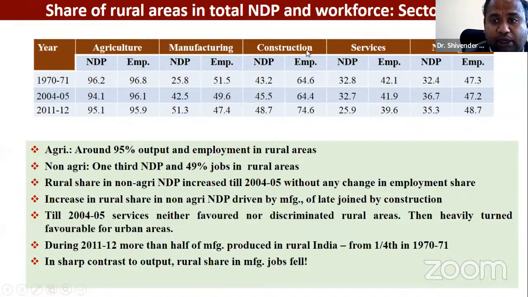Take, for example, the other non-farm sector, that is the construction sector, which has also increased its share. It means that rural area construction activities are taking place at a higher rate as compared to the urban areas. And you see the employment share has increased, and it is higher than the increase in the output. So it means that most of the persons who are leaving agriculture and joining non-farm sectors are not going to the manufacturing sector, but to the construction sector over a period of time.